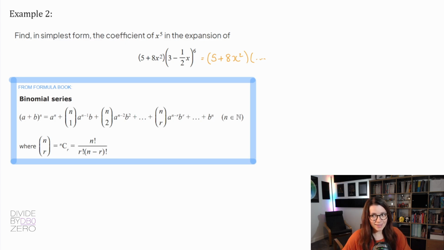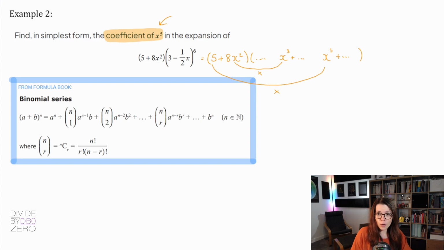At some point in that binomial expansion, you're going to have something x to the power of 3, and you're also going to have something x to the power of 5, amongst other terms. The reason I've called those two out in particular is because we're looking for the coefficient of x^5 overall. The only way we're going to achieve that is by doing 5 times something x to the power of 5, and also 8x squared times something x cubed. Both of those would give us x to the power of 5 overall.